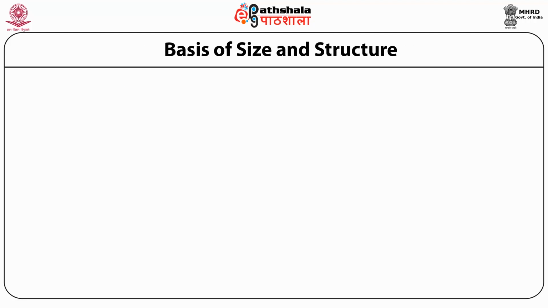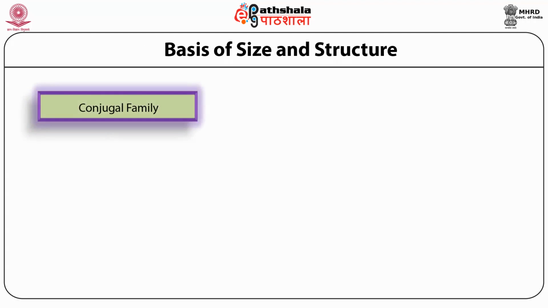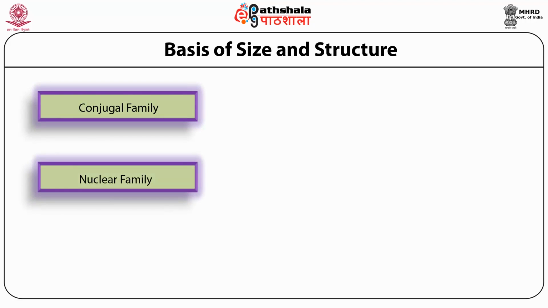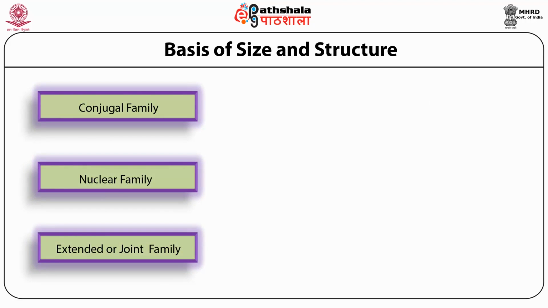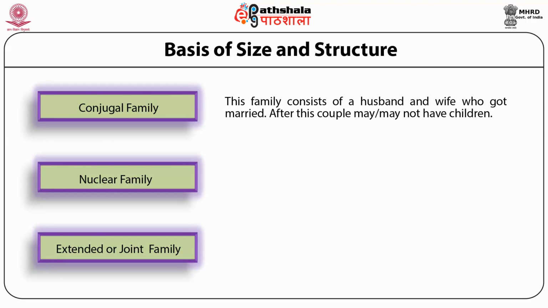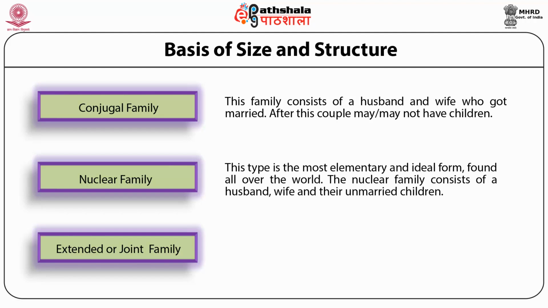On the basis of size and structure, family is divided into three types: conjugal family, nuclear family, and extended or joint family. The conjugal family consists of a husband and wife who got married. After this, the couple may or may not have children. Nuclear family. This type is the most elementary and ideal form, found all over the world. The nuclear family consists of a husband, wife, and their unmarried children. This constitutes the basic unit of family.